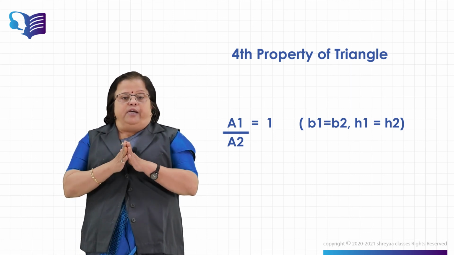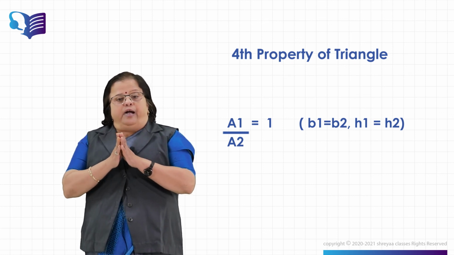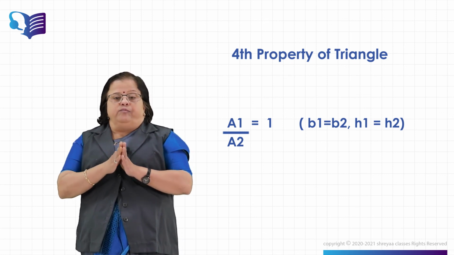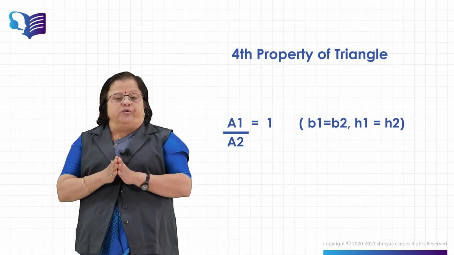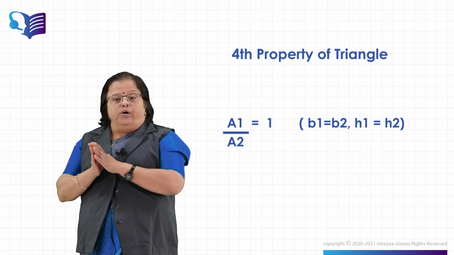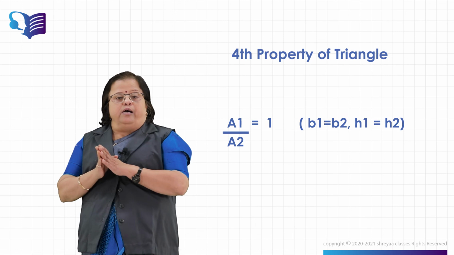That means, if the base and heights of two triangles are equal, then the ratio of the areas of these two triangles is equal to 1, or we can say that their areas are equal.